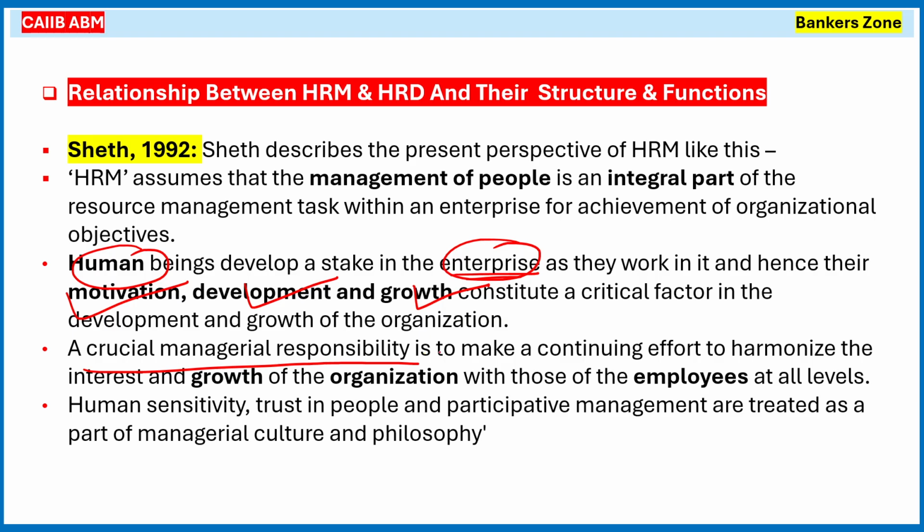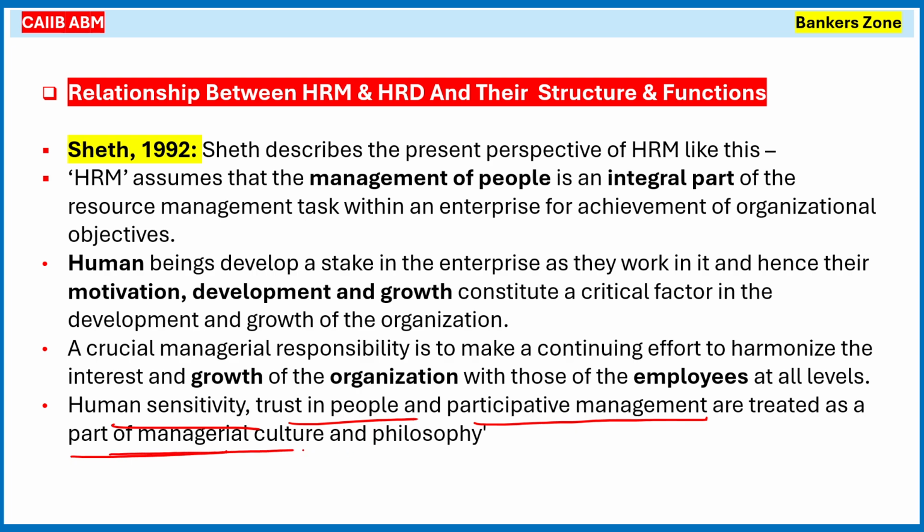A crucial managerial responsibility is to make a continuing effort to harmonize the interest of the organization and its growth. So what is the crucial responsibility of any manager? Simply, we have to continue the effort to harmonize the interest of the organization and the individual employee also. So if the employee grows, then we can say the organization will definitely grow. Human sensitivity, trust in people, and participative management are treated as part of the management culture and philosophy. Okay, so this is the perspective about people management given by Seth in 1992.